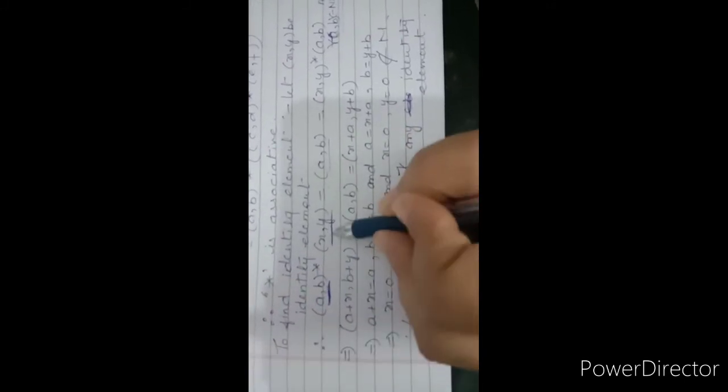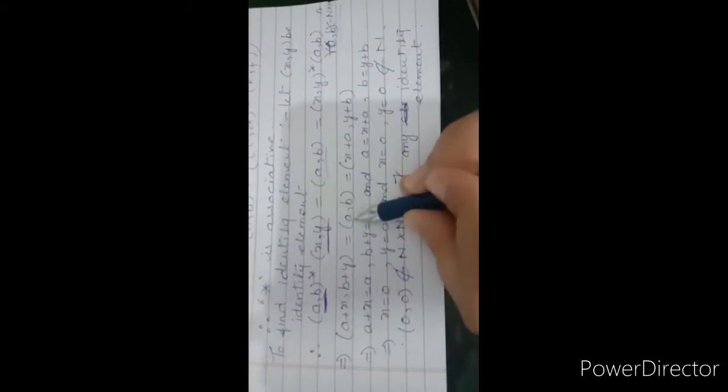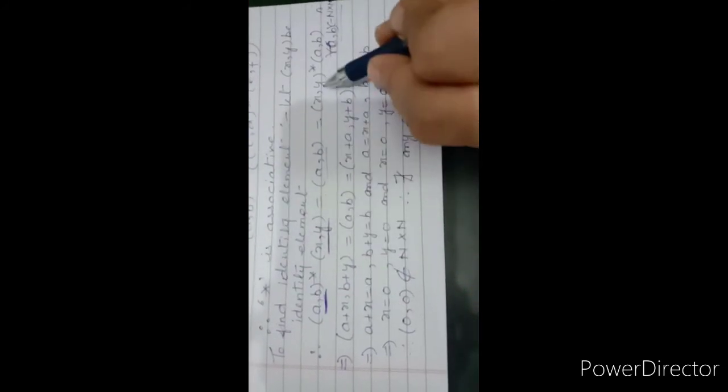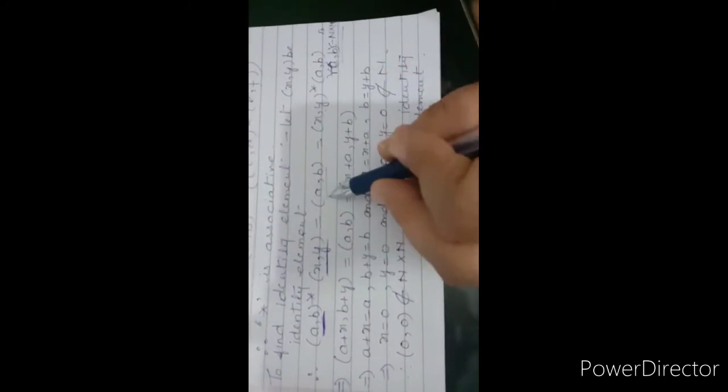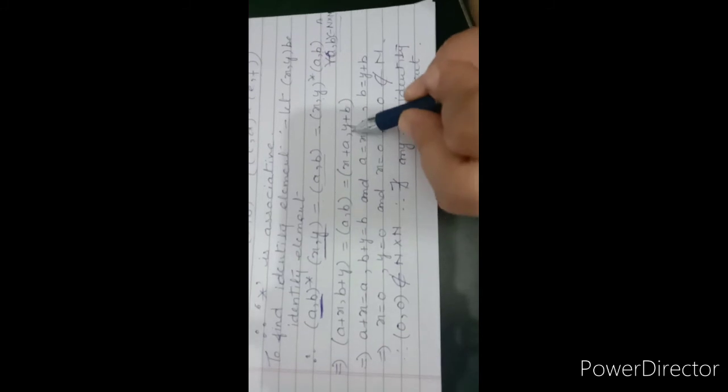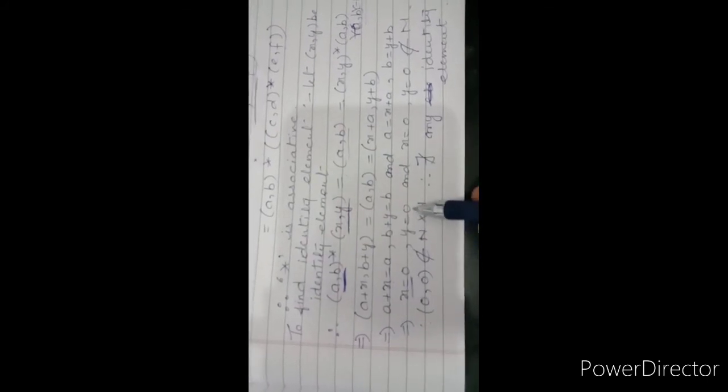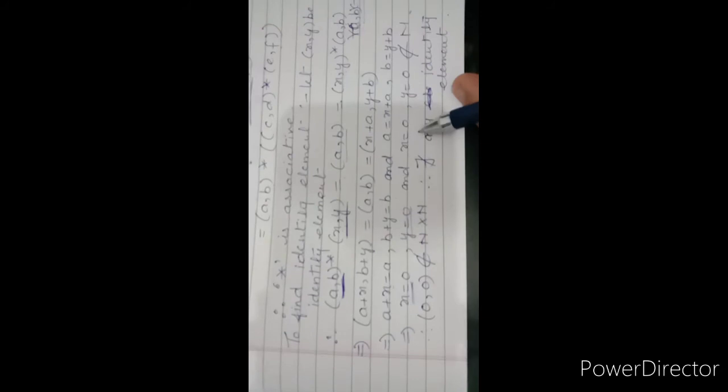So on applying the binary operation on these two ordered pairs, we will get the ordered pair (A plus X, B plus Y) equal to the ordered pair (A, B), and similarly, by reversing the order, (X, Y) star (A, B) will also be equal to (A, B), that is (X plus A, Y plus B). Two ordered pairs are said to be equal if their corresponding elements are equal. This implies A plus X is equal to A and B plus Y is equal to B. On solving, we will get X is 0 and Y is 0. Here also we will get X is 0 and Y is 0. It means the ordered pair is (0, 0).